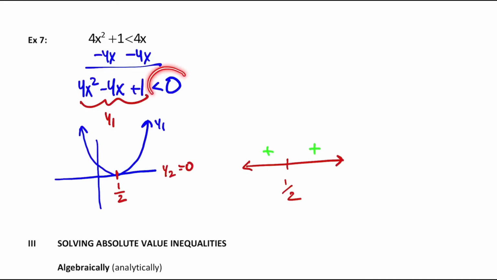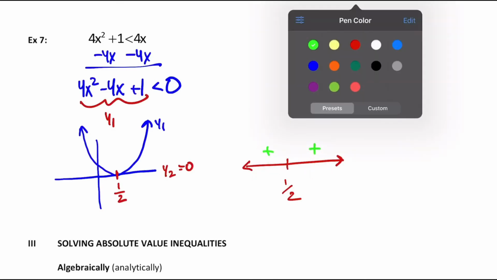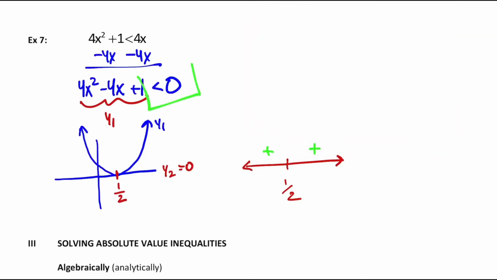So notice what this says. Less than 0. Where does this go below the x-axis? Where is it negative? Well, it's not negative here. It's not negative there. It's not negative here. That's equal to 0. So at no place is that negative. So the answer here would be no solution.